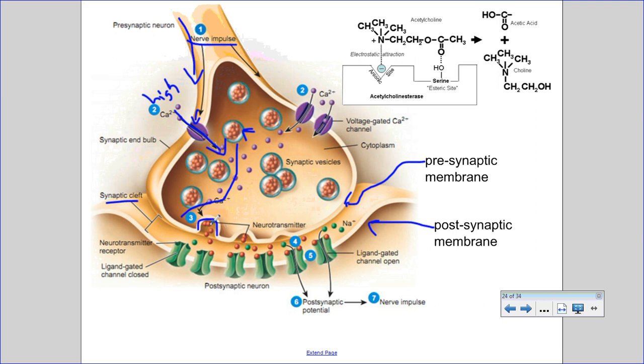The neurotransmitter, in this case acetylcholine, is released into the synapse, where it will now diffuse across the synapse and bind to receptors on the postsynaptic membrane. These receptors will trigger sodium channels to open up, and you'll have sodium starting to move into the postsynaptic cell. This will eventually trigger a nerve impulse or action potential, continuing transmission of that signal.